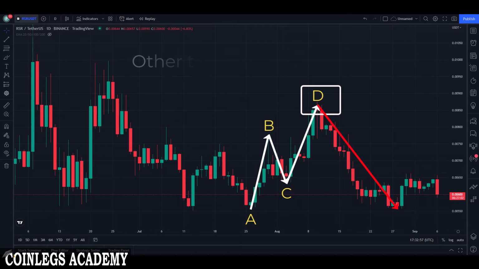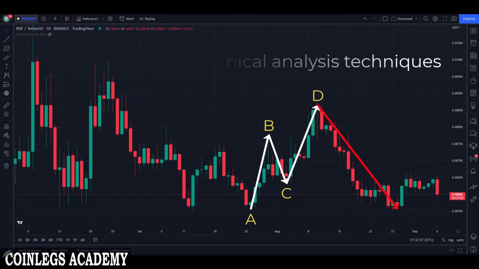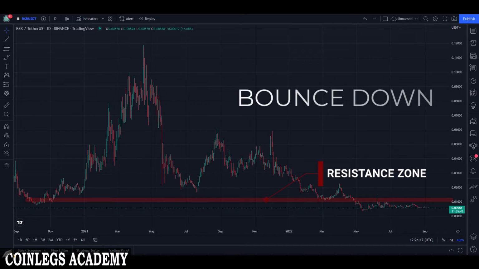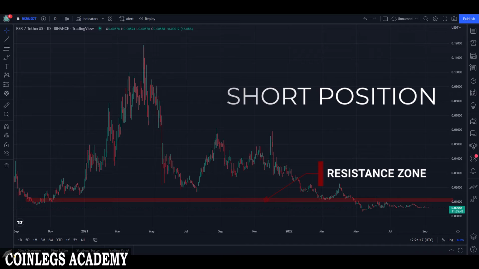Now, let's test the area we are going to trade using other technical analysis methods to make sure we can open a position. If we look at the old data of the charts, we have a significant resistance zone in this area. And price can bounce down from this zone. This is our first signal for a short position.